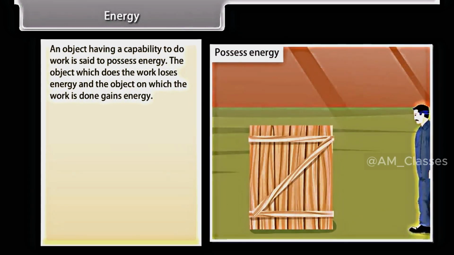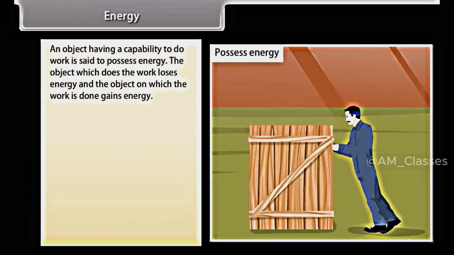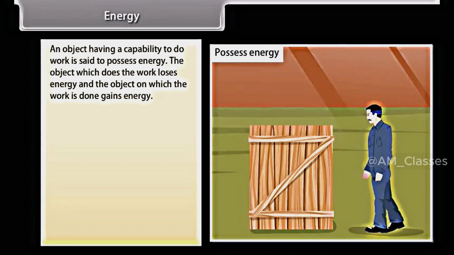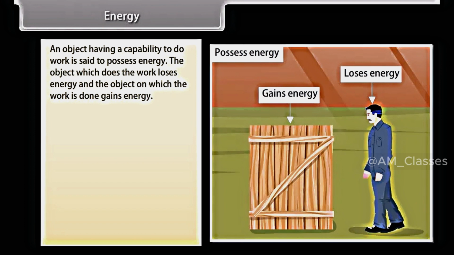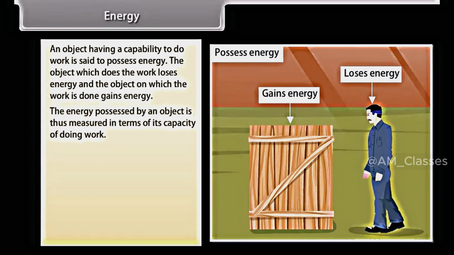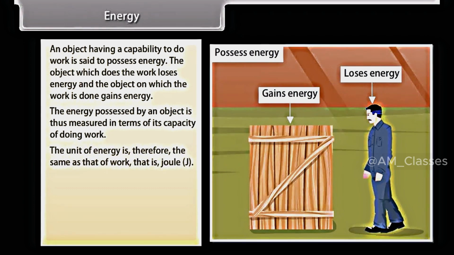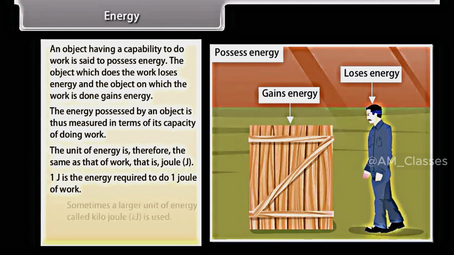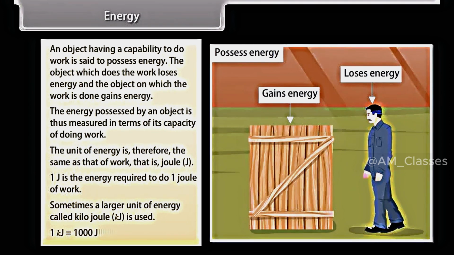An object having a capability to do work is said to possess energy. The object which does the work loses energy, and the object on which the work is done gains energy. The energy possessed by an object is thus measured in terms of its capacity of doing work. The unit of energy is, therefore, the same as that of work, that is, joule. 1 joule is the energy required to do 1 joule of work. Sometimes a larger unit of energy called kilojoule is used. 1 kilojoule equals 1000 joules.